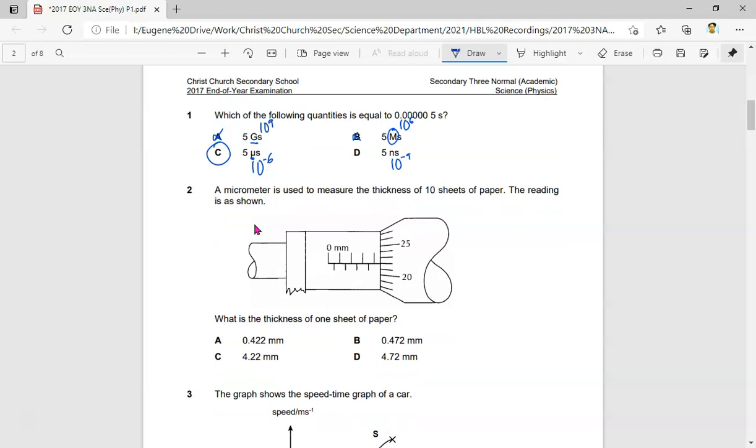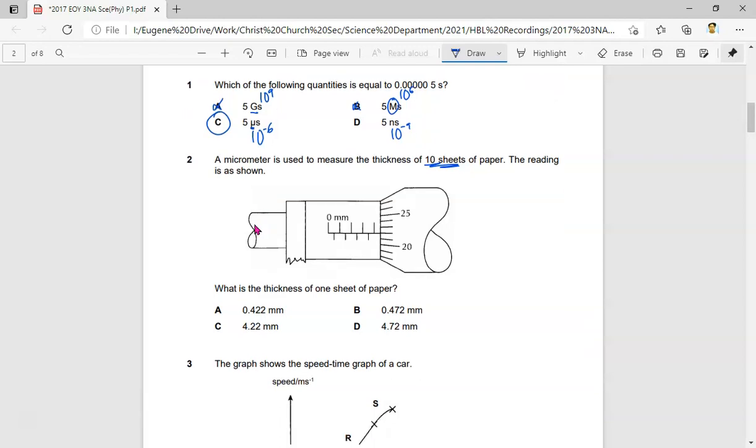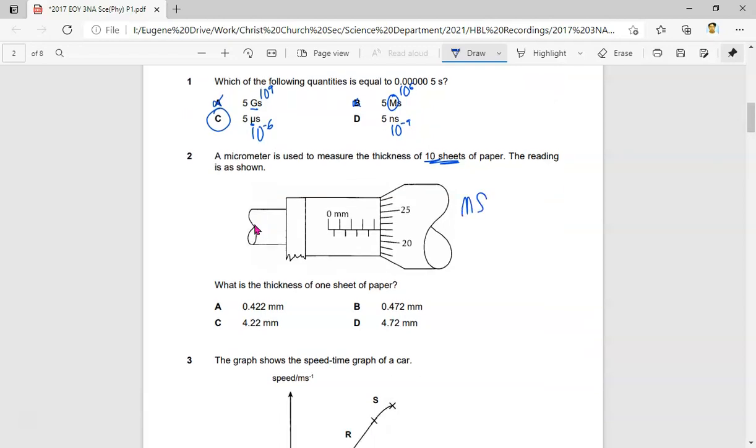Next one, a micrometer is used to measure the thickness of 10 sheets of paper. So what we have here is a micrometer, so I need to find the main scale reading and the thimble scale reading. The main scale is 0, 0.5, 1.0, 1.5, 2.0, 2.5, 3.0, 3.5, 4.0. So the main scale reading is 4.0 mm. The thimble scale here is 20, 21, 22. So 22, so 0.22 mm. So the micrometer screw gauge reading is actually 4.22 mm.